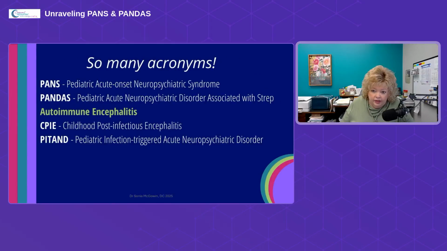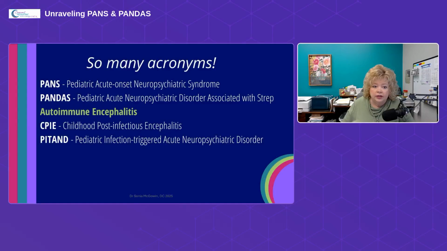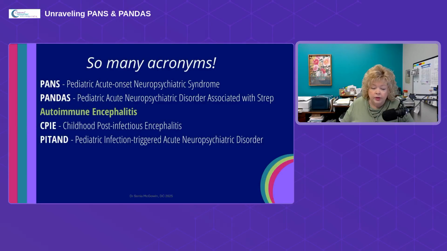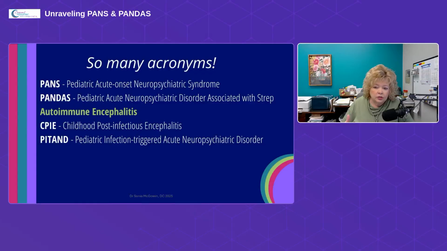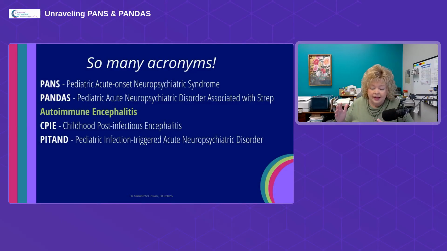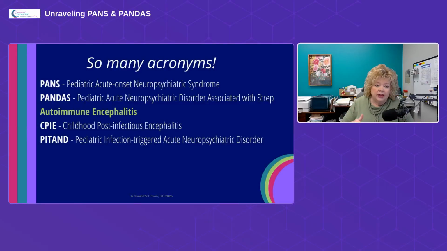Okay, so there are a lot of acronyms when it comes to PANS and PANDAS. PANS stands for Pediatric Acute Onset Neuropsychiatric Syndrome. PANDAS is the same, except it is associated with strep. And at its core, like I mentioned, it's autoimmune encephalitis. It depends on who you talk to and who you read. There are people who say PANS, PANDAS, and autoimmune encephalitis are basically the same. There are some who say that autoimmune encephalitis is kind of a step up, a little bit more significant or serious.